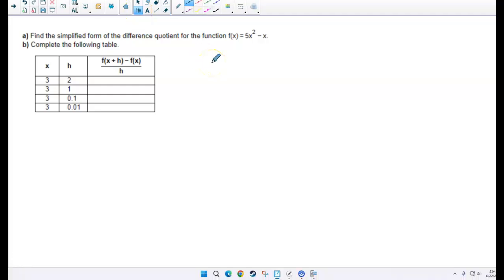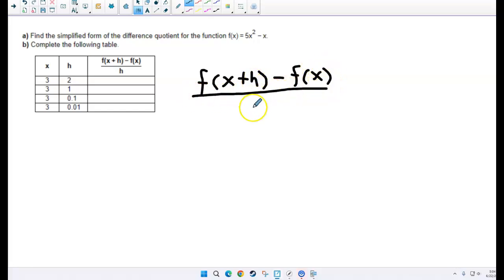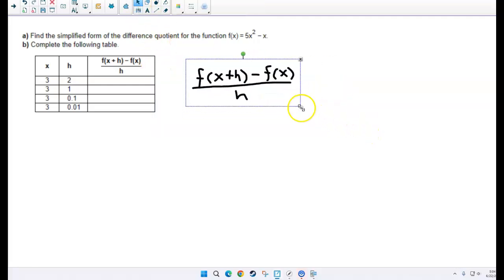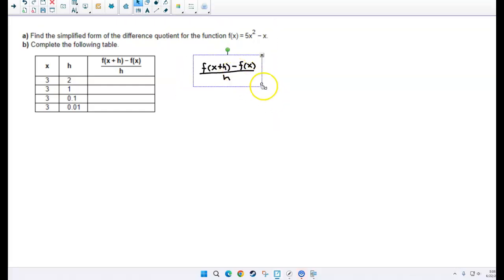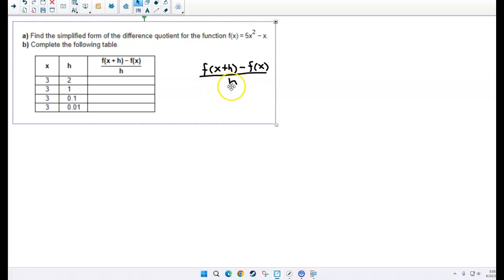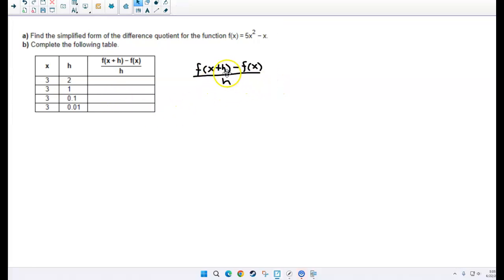In this problem, we'll find the simplified form of the difference quotient for the function given. So we have a form for our difference quotient, which is just a rate of change in this function with respect to x, where the change in x is defined as that variable h. So you can think of this as slope. But again, it's the slope, or the amount of change in the function as x changes by whatever h is.